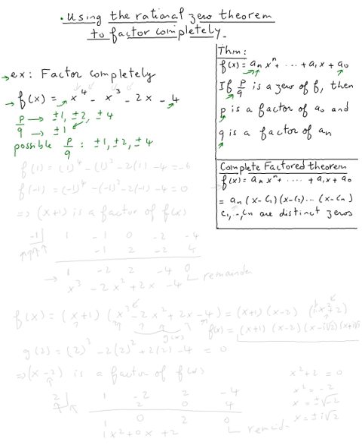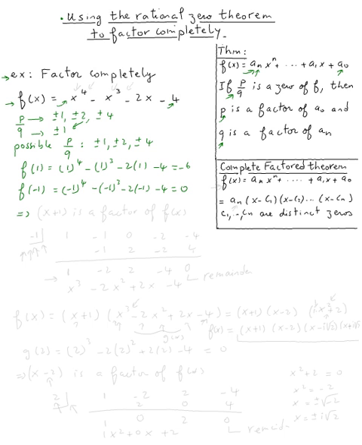So let's try x equals 1 and see if it works. If it's a zero, f of 1 will be 1 to the fourth minus 1 cubed minus 2 times 1 minus 4. Actually, that will be equal to negative 6, so it's not 0. Then try negative 1. f of negative 1 would be negative 1 to the fourth minus negative 1 cubed minus 2 times negative 1 minus 4. That would be 1 plus 1 plus 2 is 4, and 4 minus 4 is 0.